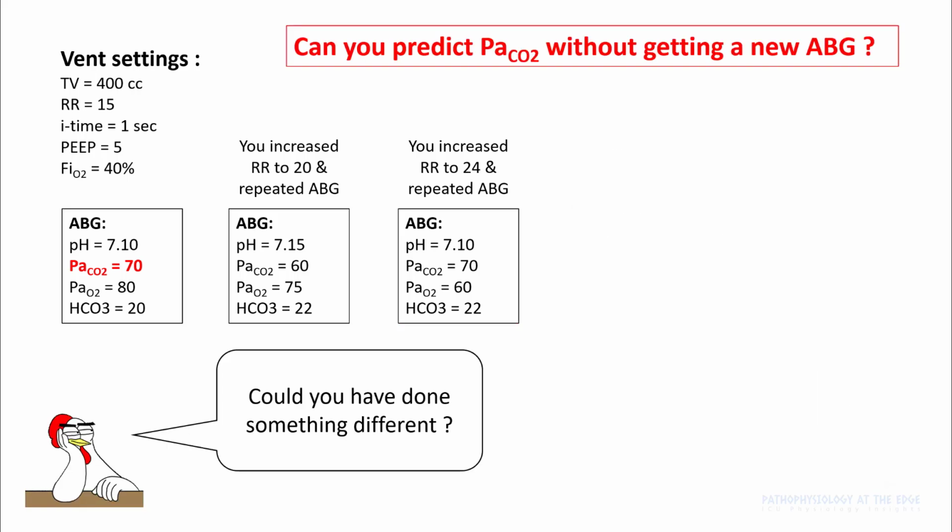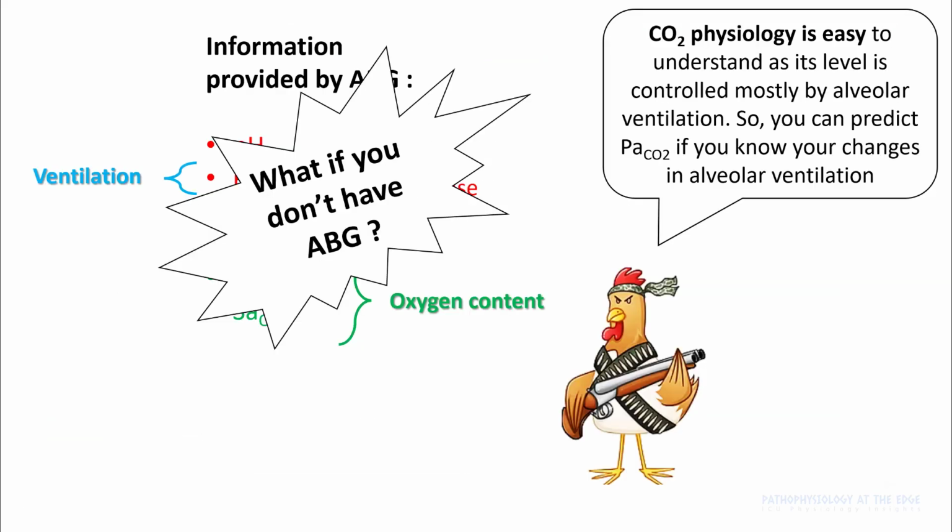So you got multiple ABGs. Could you have done something different in this patient? Could you predict your new PaCO2 without getting a new blood gas and try to figure out the underlying pathophysiology behind these changes? This carbon dioxide physiology is pretty easy to understand because it is controlled mostly by one variable, your alveolar ventilation. So you should be able to predict PaCO2 if you know your changes in alveolar ventilation.